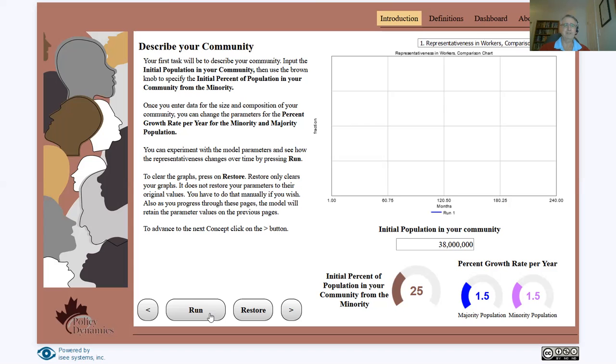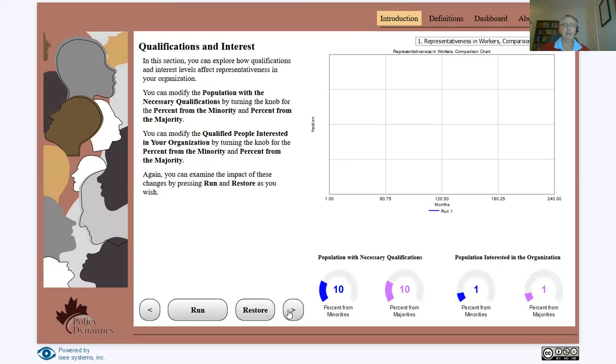That's the representativeness goal. So the next thing we do is we look at the qualifications and interest levels in the population. So the people who we're going to hire have to be qualified. And there's a certain percent of the population in the community that are qualified for an entry-level job in the organization. However, those people have to be interested enough to join the organization. So we also have to quantify the percent of the qualified people who are interested in joining the organization. And with those two numbers, we get an idea of the maximum possible applicants.